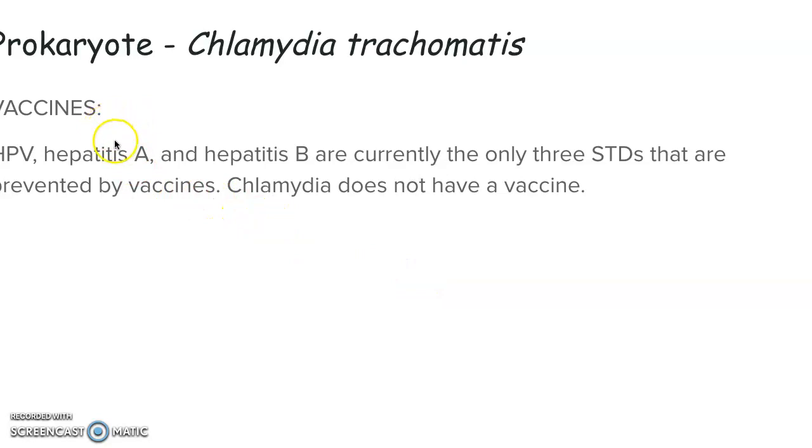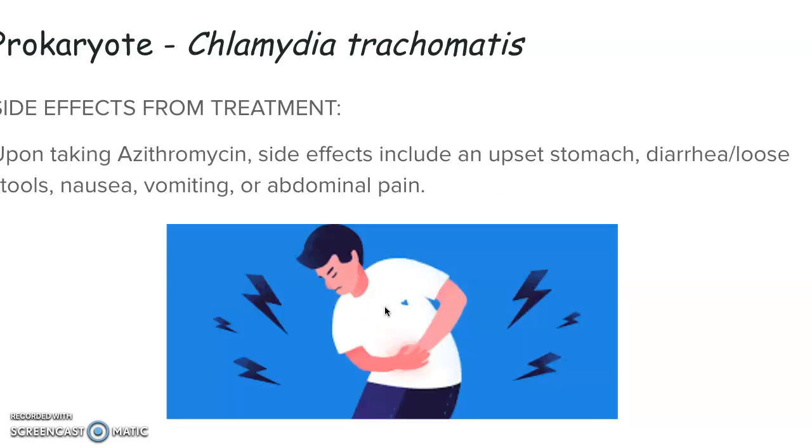So there are no vaccines available for this specific microbe, but there are vaccines for HPV, hepatitis B, and hepatitis A, which are other STDs, but this one does not have any. The side effects from taking azithromycin are upset stomach, diarrhea, loose stools, nausea, vomiting, or abdominal pain. So it's just not a good situation to be in.